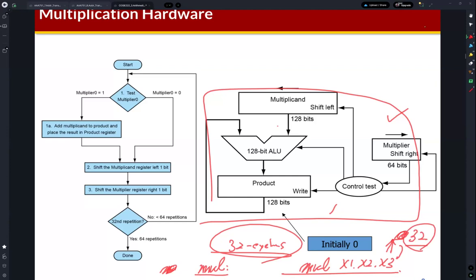So what's the problem? When we learned about performance, the execution time of a computer system, what is the equation? Execution time equals instruction count times CPI multiplied by TC. For multiplication, it consumes 32 cycles. So CPI is 32 for the multiplication, right? So what's the problem? Execution time is increased by this multiplication instruction.